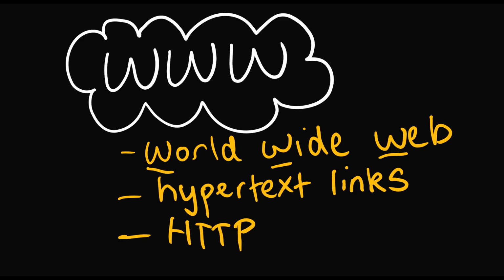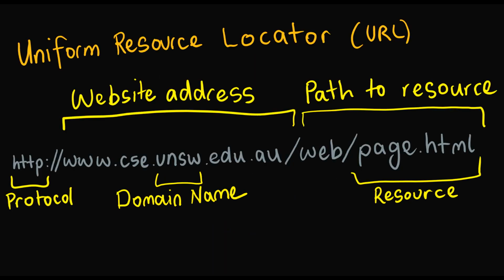The web utilizes an internet protocol known as HTTP. We access a web page via a uniform resource locator, also known as a URL. First, we specify the protocol, which we are going to use, HTTP. We then specify our website address, which is similar to looking in the root folder of a particular computer. In our case, we want to look in the root folder of www.csc.unsw.edu.au. From here, we can then specify a path on the website to look for a specific resource.